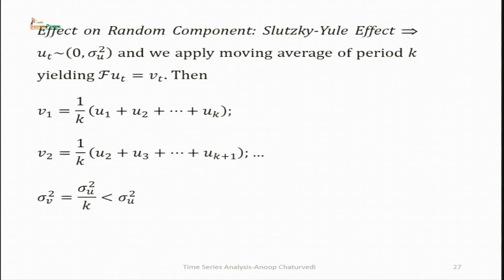Sigma square V, you know, since V 1 is the average of k terms, its variance is equal to 1 upon k times the variance of u.